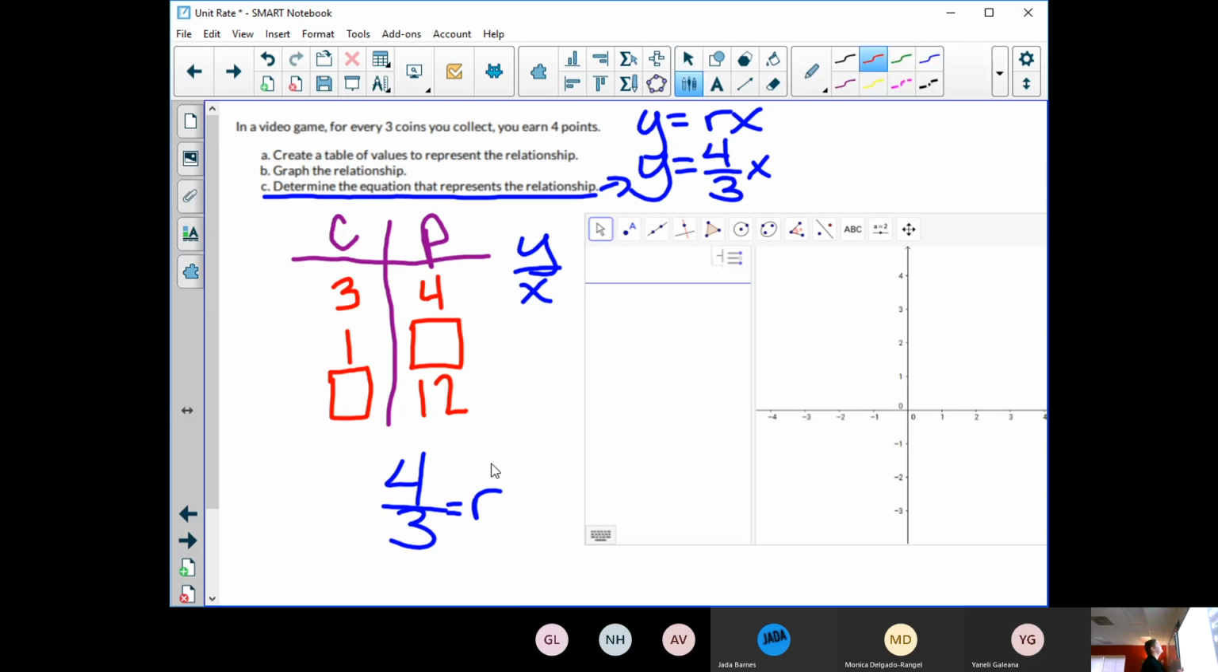Now I'm going to use my equation to fill in my table. So coins is my x, points is my y. So my first x value that I have is 1. If I put 1 in for x, I would have y equals 4/3 times 1. And what is 4/3 times 1?